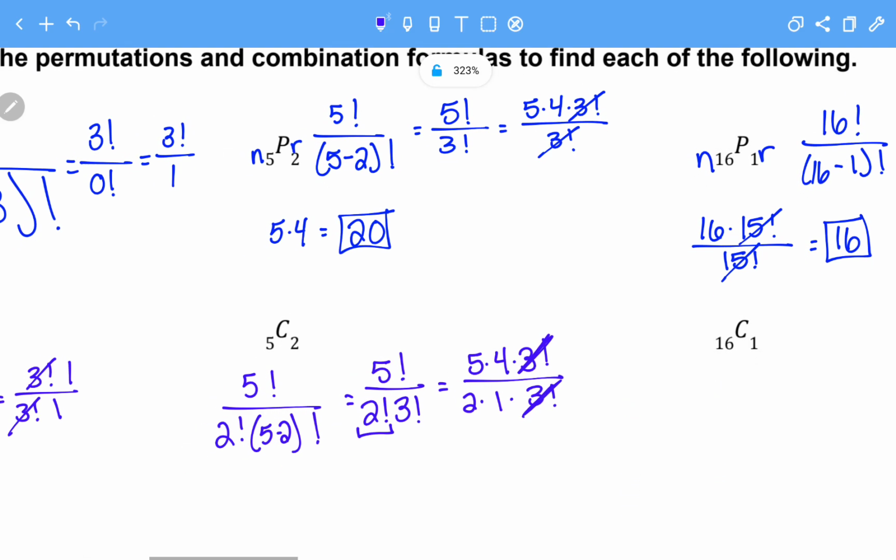Okay, and this is where it's a little bit extra step. 5 times 4 is my 20, and 2 times 1 is 2. We do need to make sure we simplify that. 20 divided by 2 will give us 10. Now, the difference between permutation and combination when the numbers are different, there's nothing noticeable. So those ones you're really going to have to be careful with your formula. Make sure you use your best handwriting.